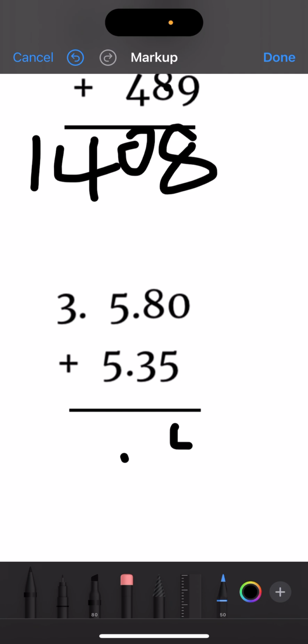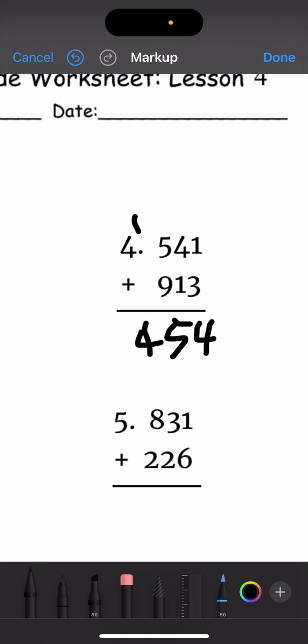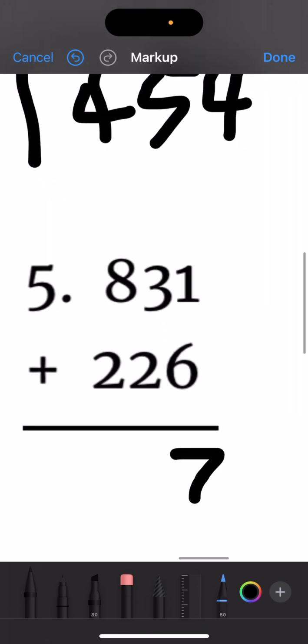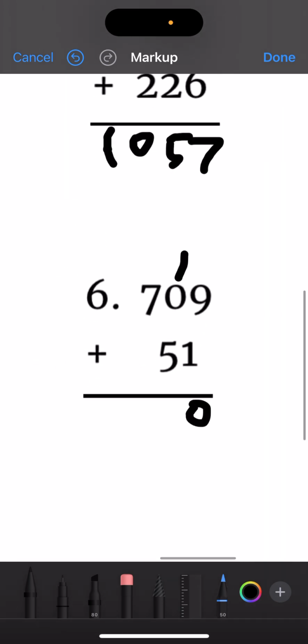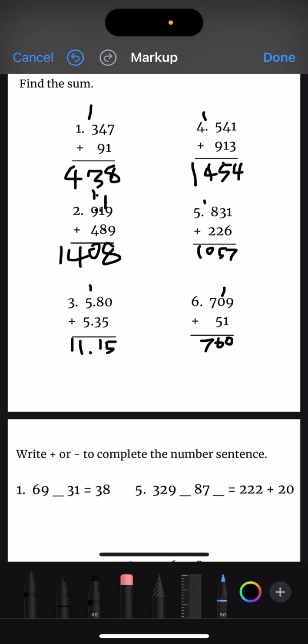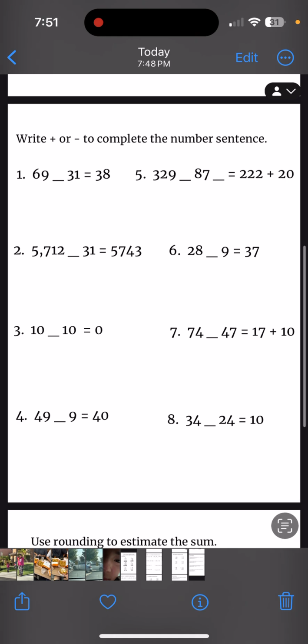We have the dot, the decimal. Just bring the decimal straight down. And 5 plus 0 is 5. 8 plus 3 is 11. Bring the 1 up. 5 plus 5 is 10, and plus 1 is 11. Number 4, we have 3 plus 1 is 4, 5. Bring the 1 up. That's 14. This would be 7, 5, and 10. This one, bring the 1 up from the 10, 6, and bring the 7 down.